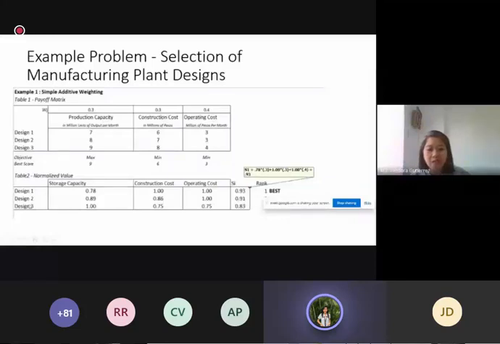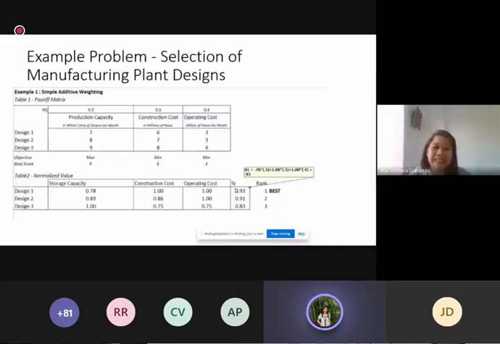So this is with design 3. So the total score for each design is 0.93, 0.91, 0.83, and the best design is design 1, the highest score. So that's the totality of simple additive weighting. Okay, it's very easy to follow.